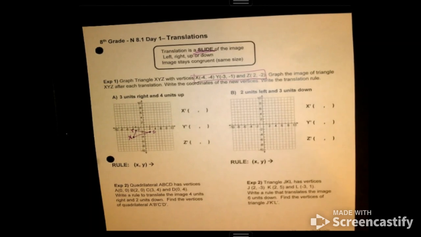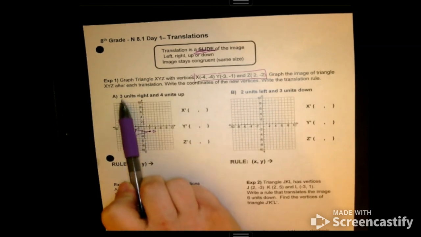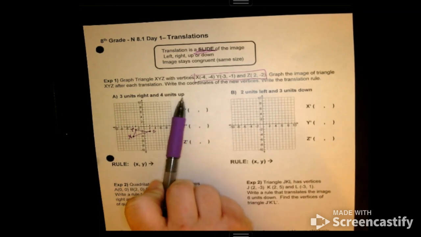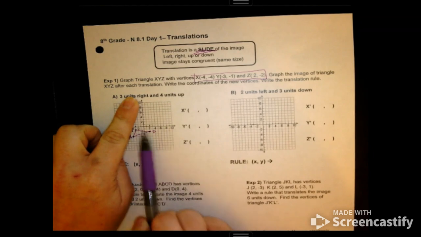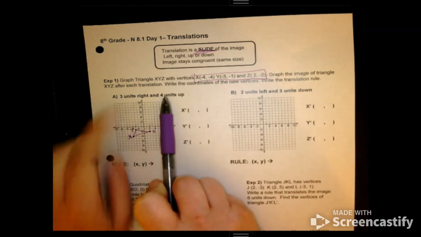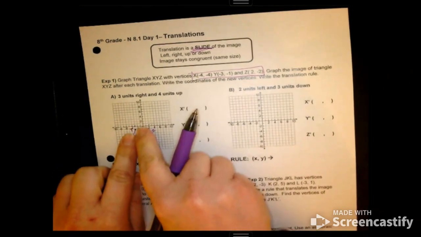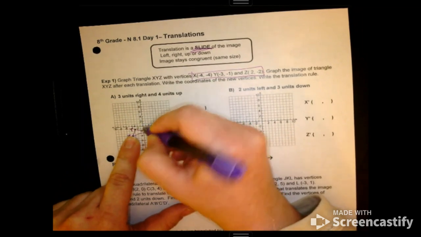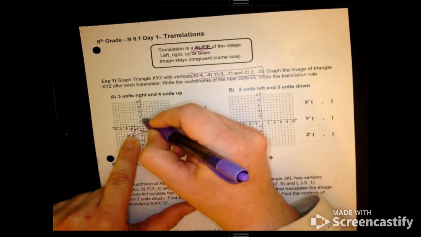Okay. So it says graph the image of the triangle after each translation. Well, right here, it tells us 3 units right and 4 units up. Okay. Well, think about it. If I go right on the number line, are my numbers getting bigger? If I go 4 units up, are my numbers getting bigger? So all I do is take each point and I go 3 units right. So I go 1, 2, 3. How many up? 4. So 1, 2, 3, 4.